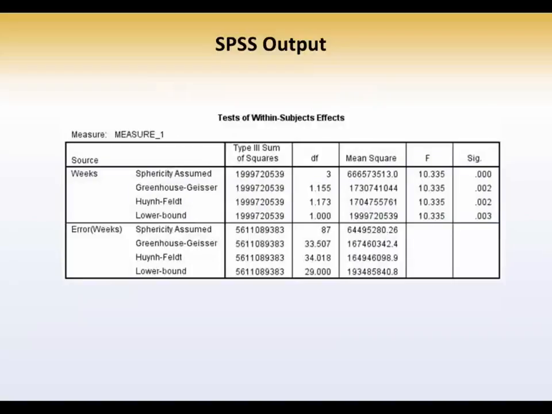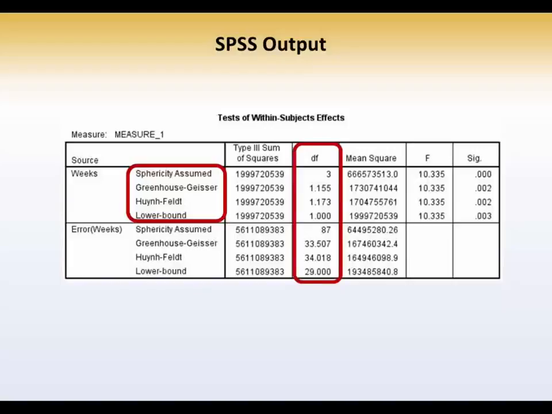Here is the SPSS output for the tests of within subjects effects. Importantly, we're interested in the weeks test, so that would be the numerator in the F test, and then we also have the errors or the within cell variance, that's the denominator in the F test. Interestingly, we have 4 different rows. We have results when sphericity is assumed, the Greenhouse-Geisser adjustment, the Huynh-Feldt adjustment, and the lower bound adjustment. Now remember, in our case, sphericity cannot be assumed because we violated the sphericity assumption.